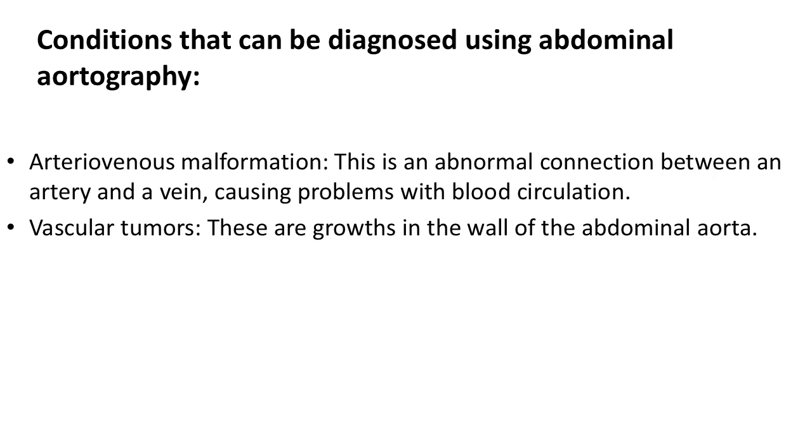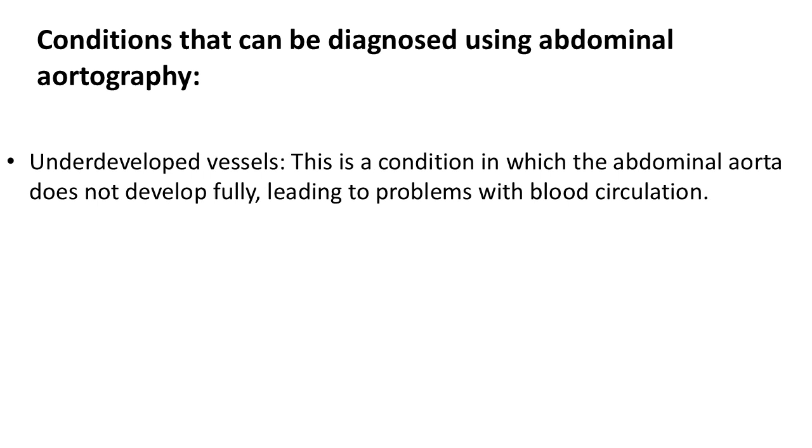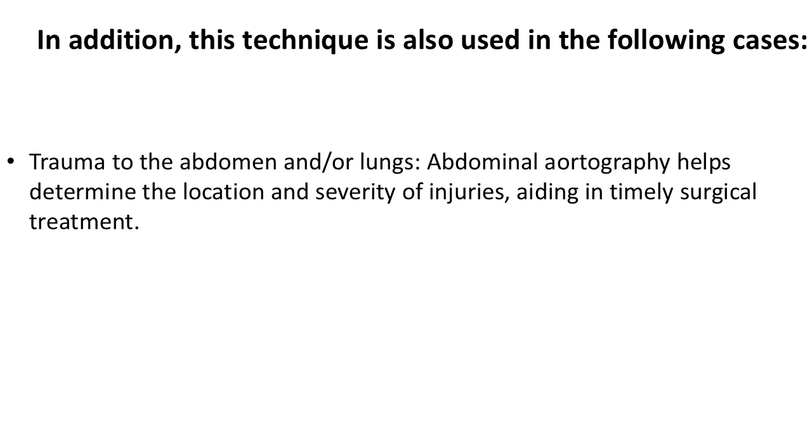Conditions that can be diagnosed using abdominal aortography. Arteriovenous malformation. This is an abnormal connection between an artery and a vein, causing problems with blood circulation. Vascular tumors. These are growths in the wall of the abdominal aorta. Underdeveloped vessels. This is a condition in which the abdominal aorta does not develop fully, leading to problems with blood circulation.